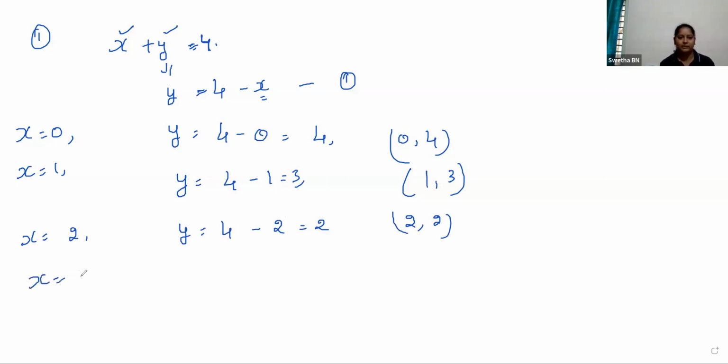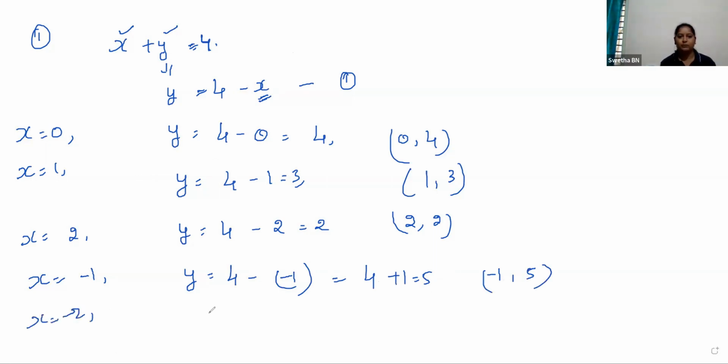Let us give negative numbers. When x is minus 1, you can give any number, no problem: 0, 1, 2, 3 or minus 1, 2, 3. Any number you can substitute. In place of x, I am substituting minus 1, so write it in the bracket. So 4 minus into minus is plus, that is equal to 5. So what are the coordinates here? Minus 1 and 5.